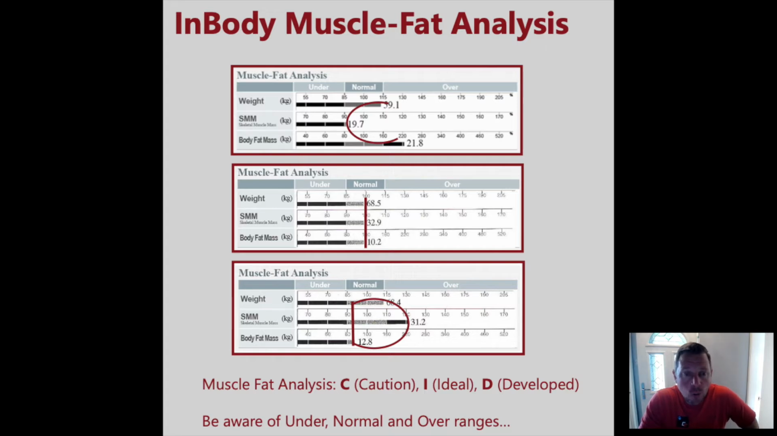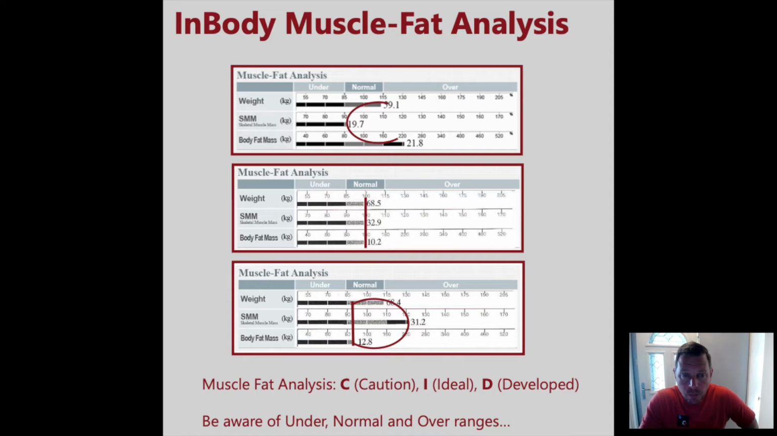So ideally, we want to be similar with our body weight, our skeletal muscle mass, and our body fat mass. If our weight and our body fat mass is higher and our skeletal muscle mass is lower, it creates the C shape that you can see at the top. The second one down is the I, ideal, where your weight, your skeletal muscle mass, and your body fat mass are roughly in one line. And then D is where your skeletal muscle mass is bigger than the other two, and that creates a D shape.